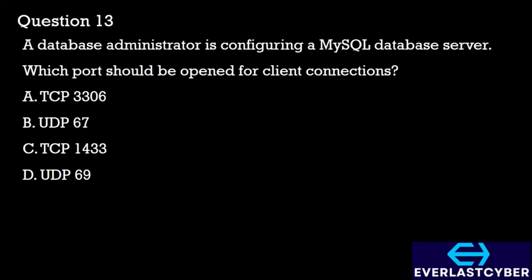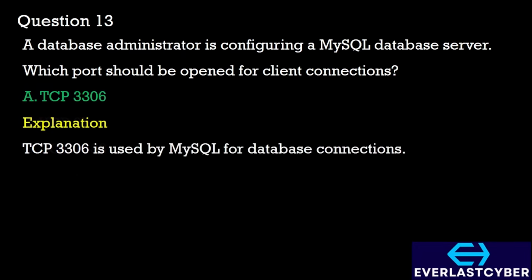Question 13. A database administrator is configuring a MySQL database server. Which port should be opened for client connections? A. TCP 3306. B. UDP 67. C. TCP 1433. D. UDP 69. For this, we'll be going with option A.